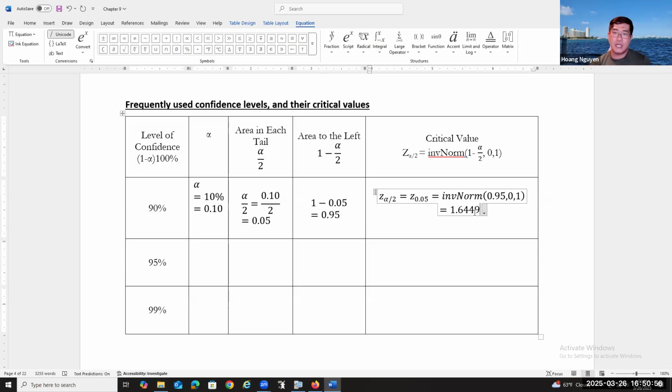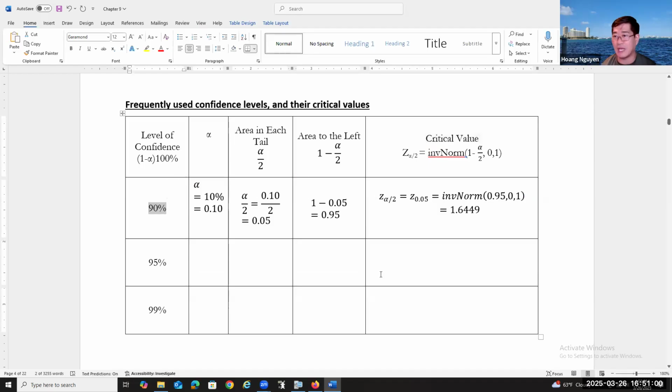You might use 2 decimal places, or use more decimal places to get a more accurate answer. This is how we find the critical value corresponding to 90%. You might recycle this answer for further calculation. So if the question gives you a confidence level of 90%, then the critical value Z sub alpha over 2 is 1.6449. Now, similar idea, you can try the next level of confidence, 95%.